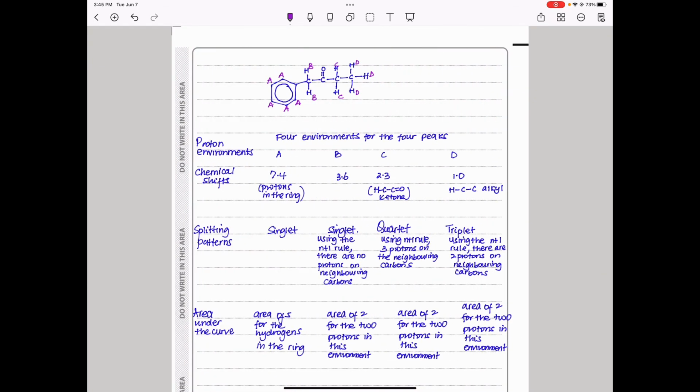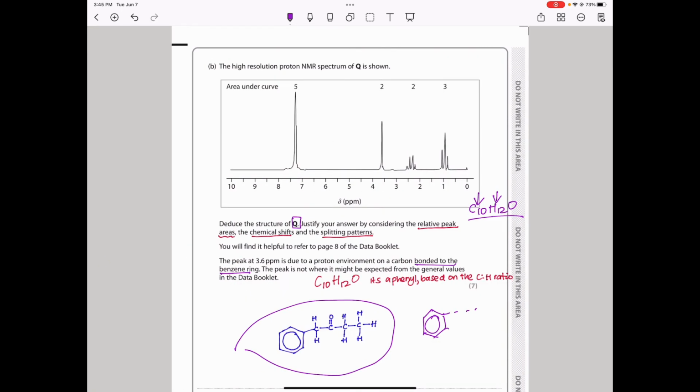Now, I came to this answer after what I'm going to show you on the next page. So let's just go to the next page. The next page says, remember, when we look at this environment, we can see the area ratio tells you there is a 5, there is a 2, a 2, and a 3. It means we have, like we saw, there is a ring. It means there are going to be 5 environments that are identical. Those environments are that.